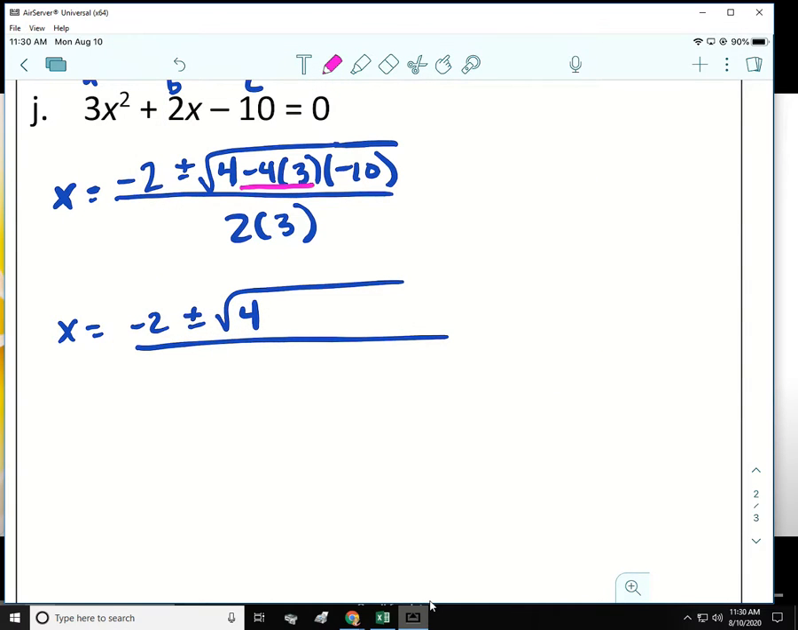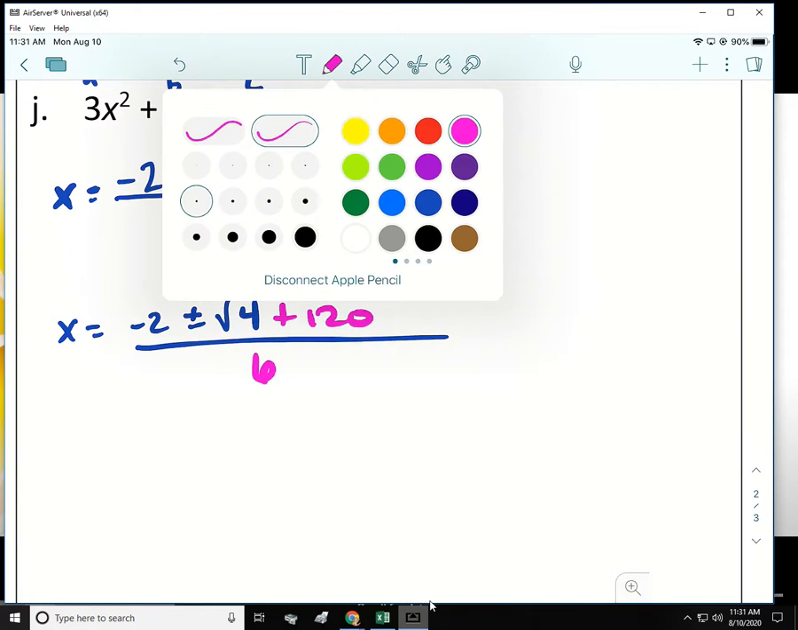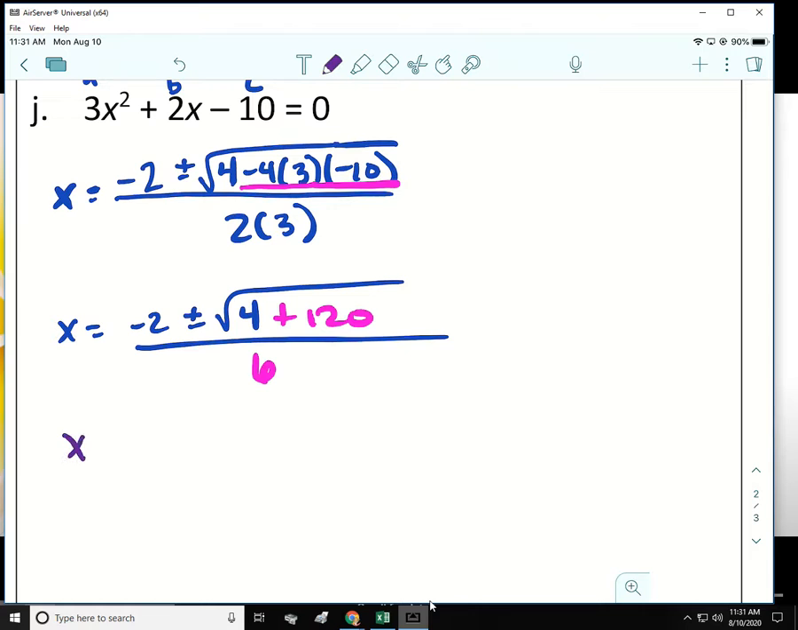So what is -4 times 3? -12. And then what's -12 times -10? Positive 120. It's not too terrible. And then we'll just add 4 and 120. We get 124 underneath the square root.